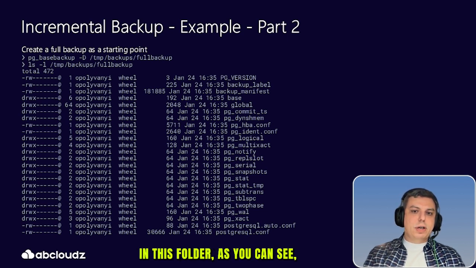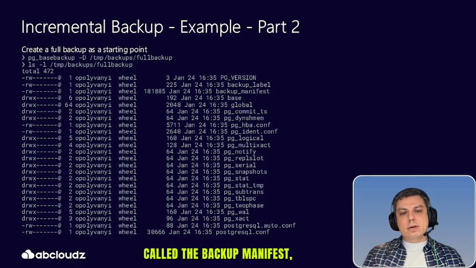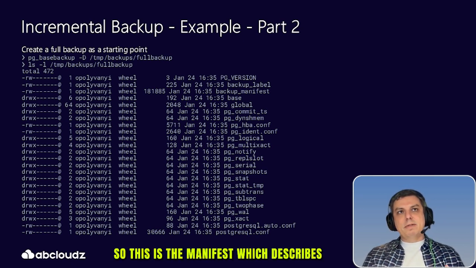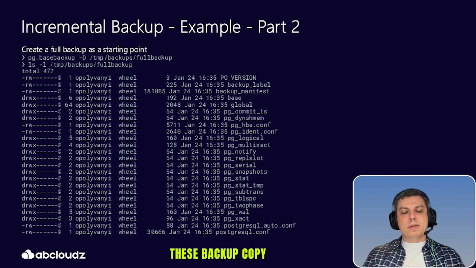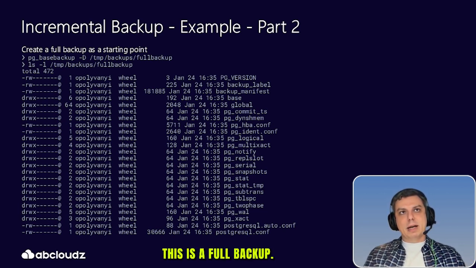In this folder, as you can see, we have the full copy of our configuration files and data files, along with a new file called backup manifest, which we discussed earlier. So this is a manifest which describes this backup copy and specifies that, for example, this is a full backup.